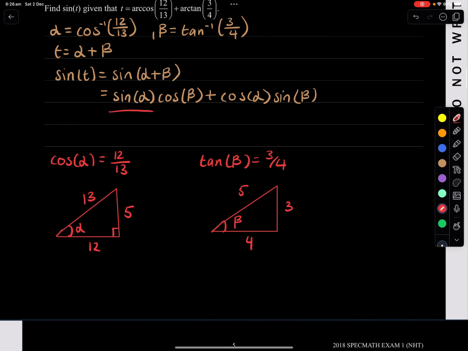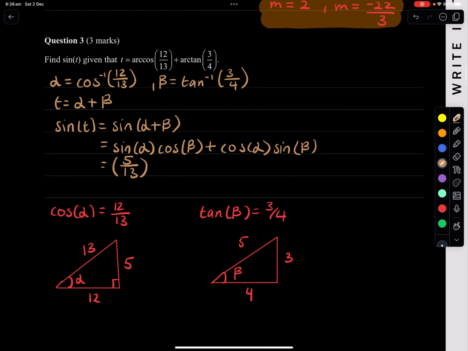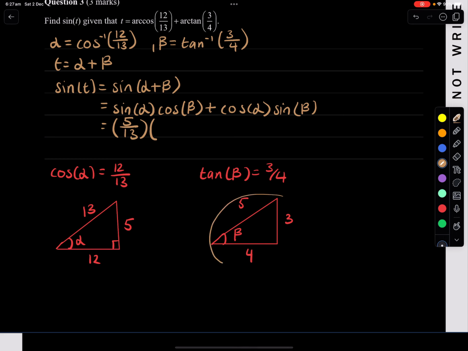So what is sine alpha? We look at the alpha one over here. It's opposite over hypotenuse, which is 5 over 13. Now, we don't have to worry about negative values, because they haven't told us any domain restrictions, so we just take them as positive. Cos beta, we look at the beta here, and cos is adjacent over hypotenuse, so it's 4 over 5. Plus cos alpha, which is adjacent over hypotenuse, 12 over 13. And sine beta is opposite over hypotenuse, which is 3 over 5.